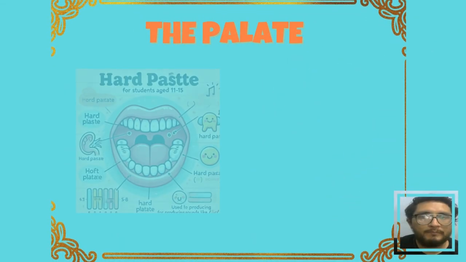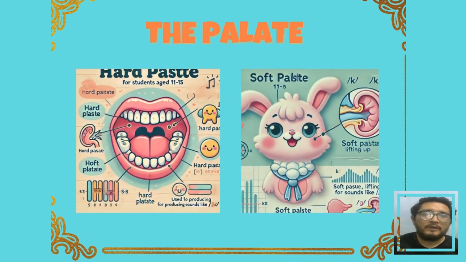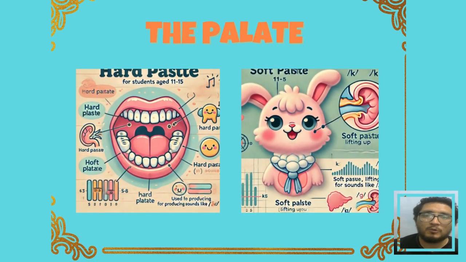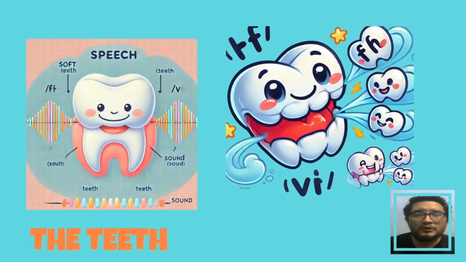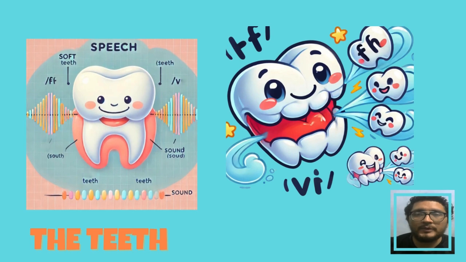Now it is the turn for the palate. We have the soft palate, that is the cool spot behind the hard one that lifts up when you say ka and ga. Try it. And the hard palate is in your mouth's rooftop. You use it every time you say shh, just like when you say she. The teeth are more than for chewing gum. They help with F and V. Feel the air between them.